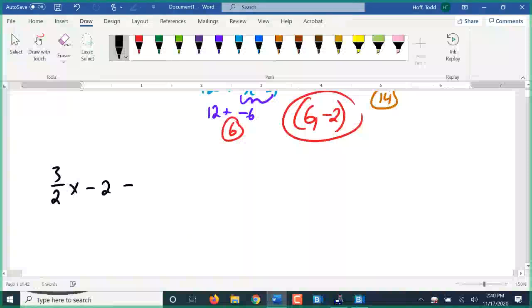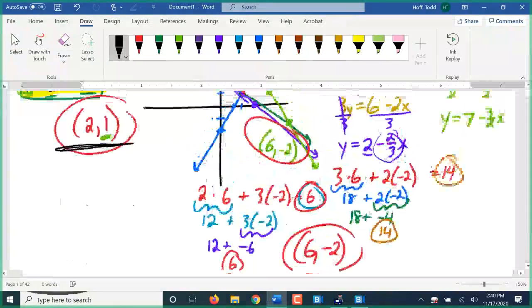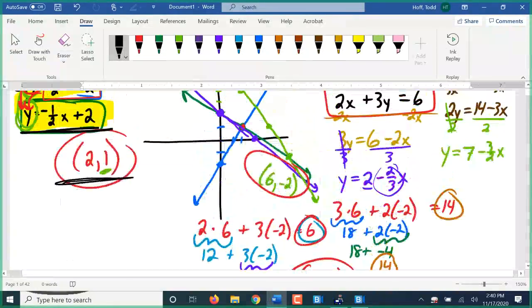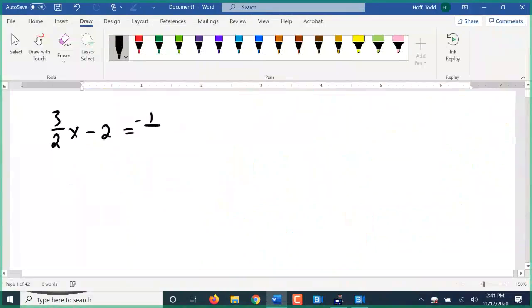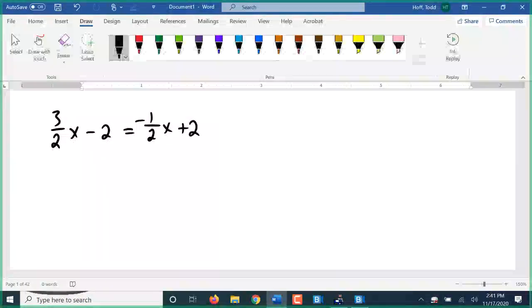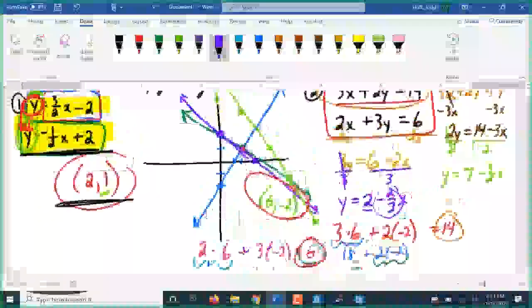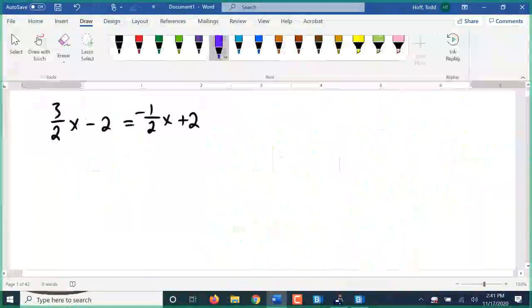So instead of y equals, in this bottom equation, instead of y equals negative 1/2 x plus 2, we're going to have 3/2 x minus 2 equals negative 1/2 x plus 2. And now we have to solve this equation. First thing we're going to have to do is get rid of one of the x's. There's nothing to combine on either side here, so we have to get rid of one of the x's.